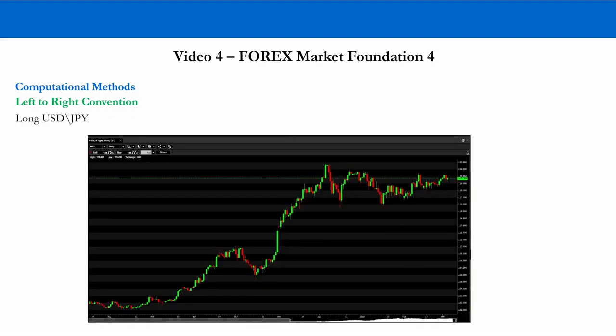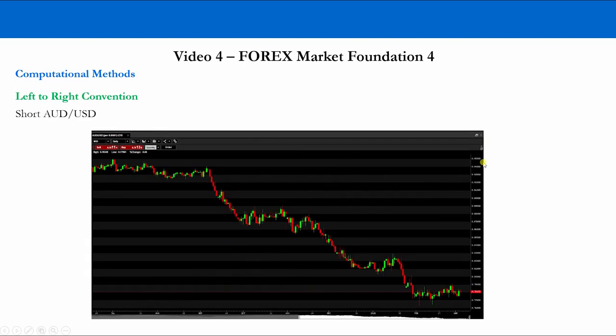So if we look at the dollar yen here, for example, back here the dollar was buying 102 yen. Much further down the line, the dollar is now buying 119 yen. So the dollar buys more yen, and if we're long, we want this exchange rate to go up. Conversely, if we're short an exchange rate, we want it to go down.